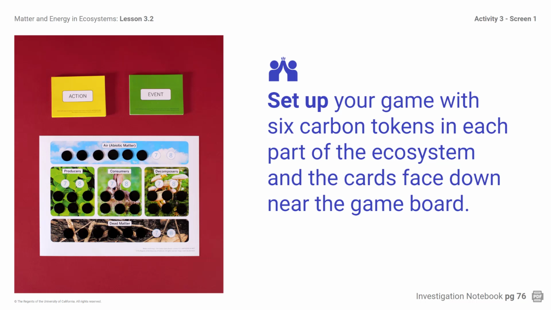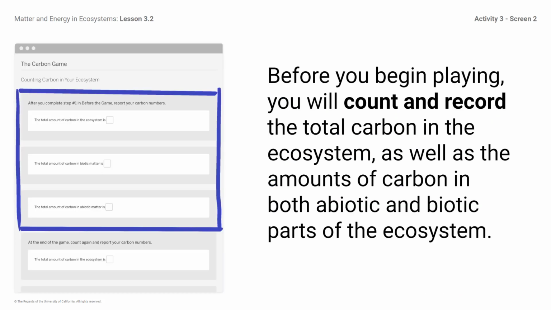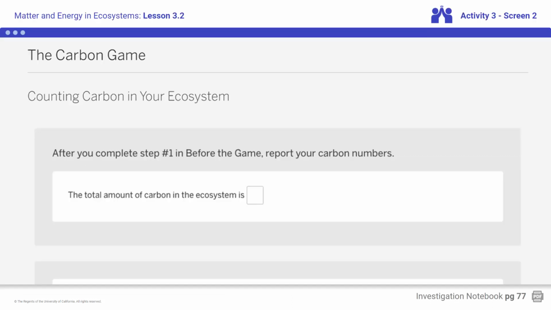Set up your game with 6 carbon tokens in each part of the ecosystem and the cards face down near the game board. Before you begin playing, you will count and record the total carbon in the ecosystem, as well as the amounts of carbon in both abiotic and biotic parts of the ecosystem. Students, count and record the carbon before you begin playing.